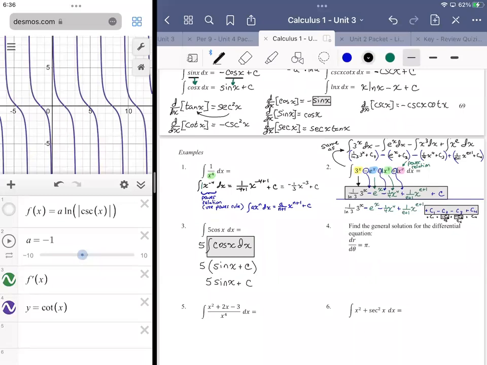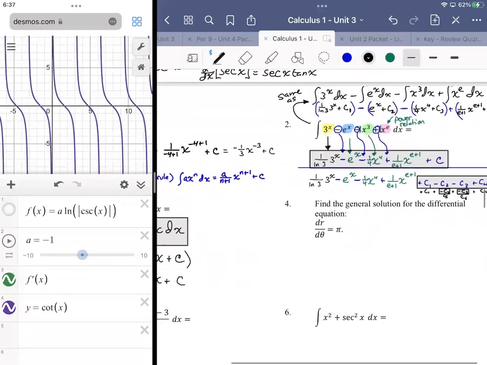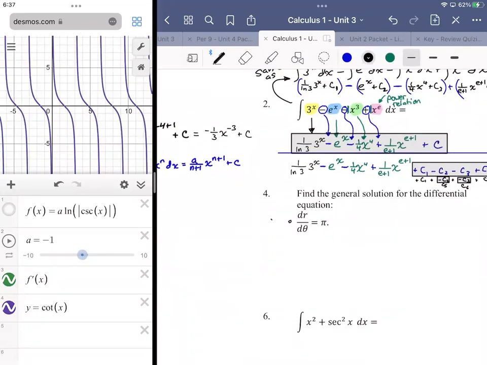Number 4 is a differential equation. If you remember back to the discussion of differentials, when you take a derivative, it's automatically a differential equation, but we can get that differential equation into differential form. So we would do that by multiplying both sides by d theta.